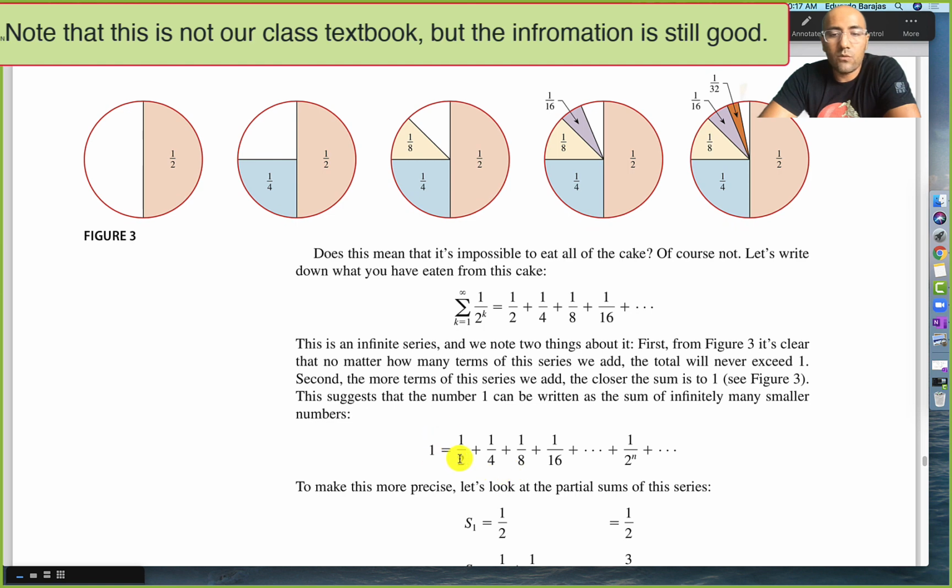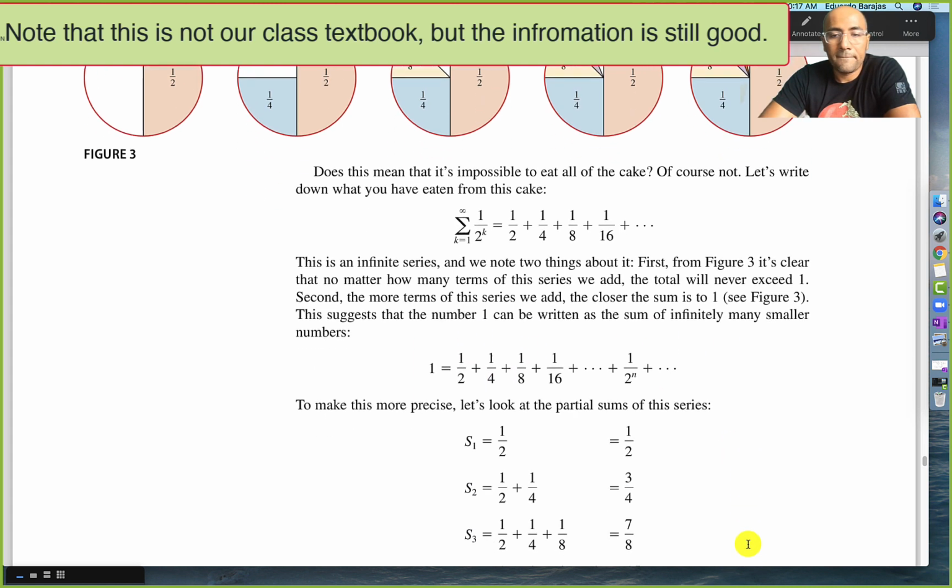Right? So 1 equals this infinite sum. If we didn't go to infinity, if we stopped anywhere, it wouldn't equal 1. It would be really close to 1. But just the fact that we're letting this go out to infinity is what makes it equal to 1. Good.